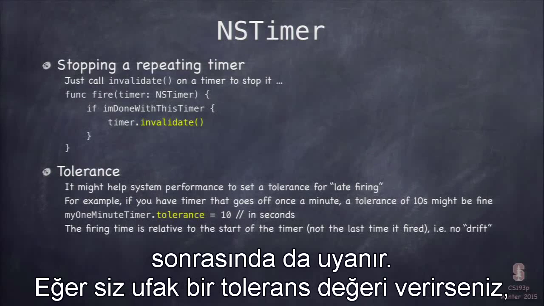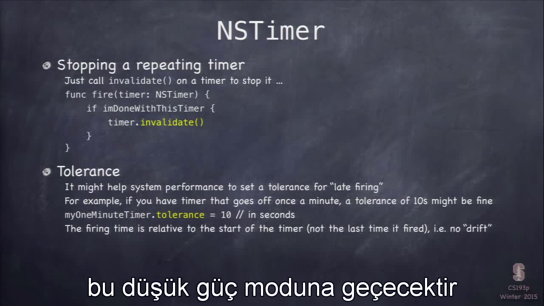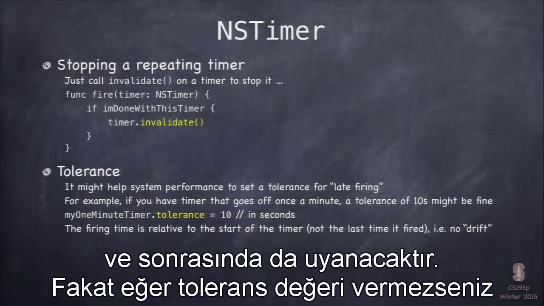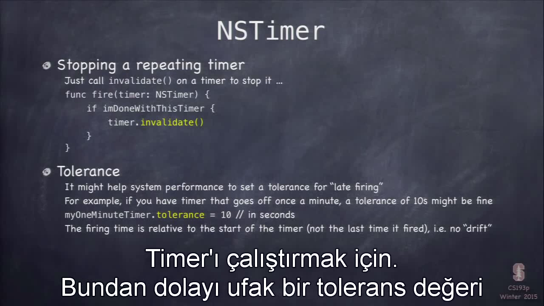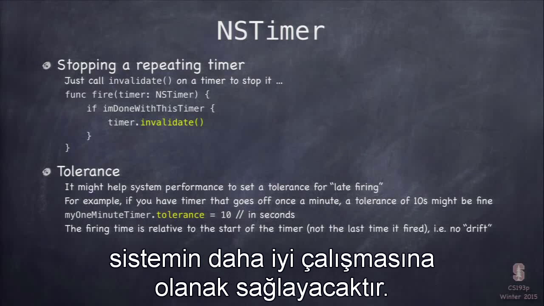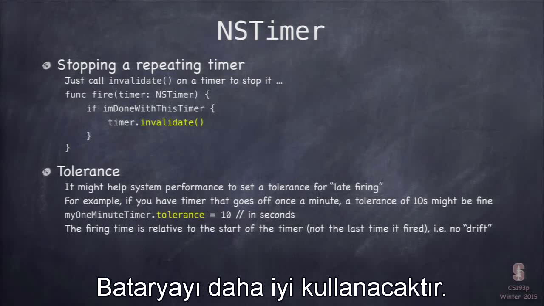Well, if you give it a little tolerance, it might be able to go into that low power state and then come back up in that little window. But if you don't give it a tolerance, it might have to stay awake to make sure it hits that timer when you want it, you see? So the tolerance is exactly what it sounds like, a little bit of tolerance. Give the system a little better chance to manage your battery and all that.